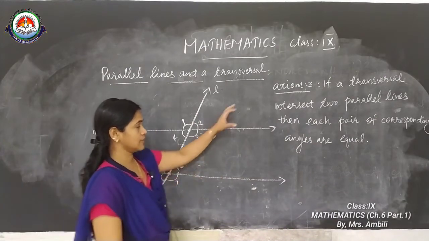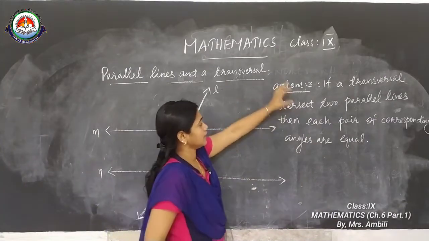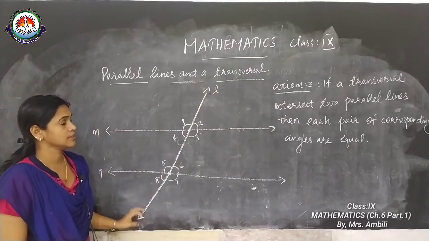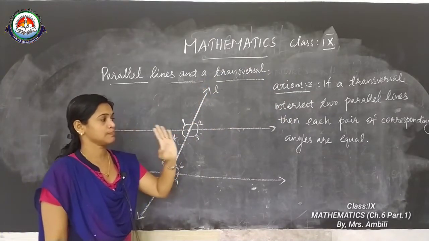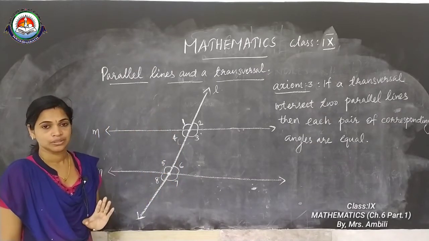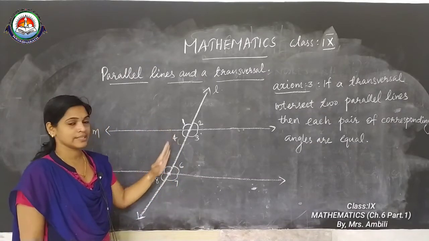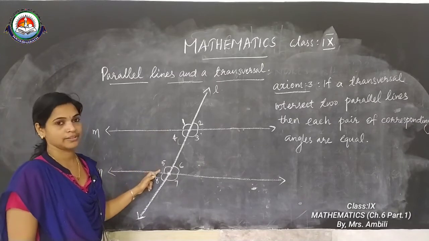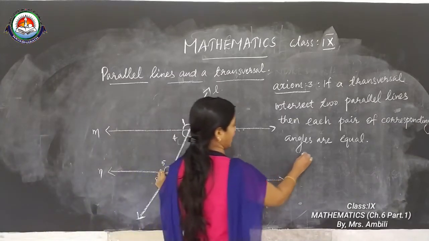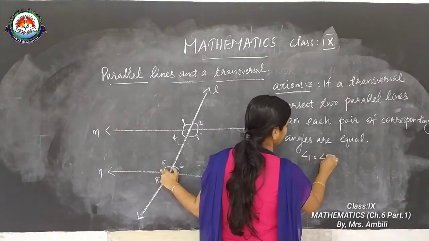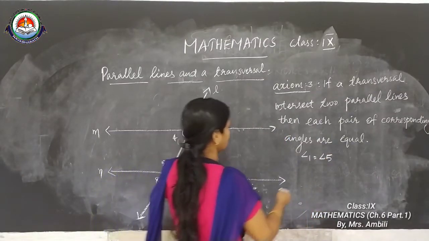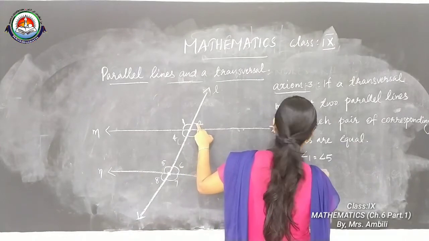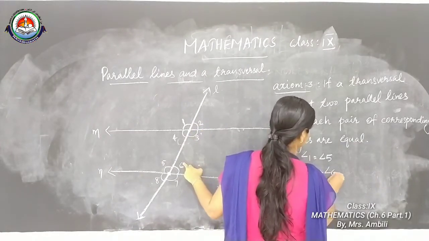Okay. So, first that is the third axiom. If a transversal intersects two parallel lines, then each pair of corresponding angles are equal. So what are the corresponding angles here? Angle 1 and angle 5, the first set. So we can write angle 1 equal to angle 5, first pair of corresponding angles, and angle 2 equal to angle 6.